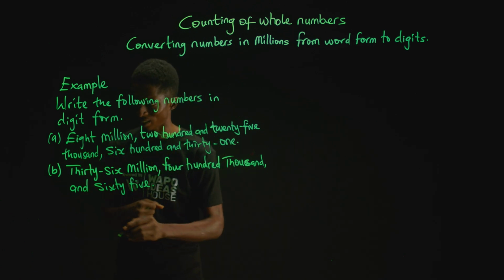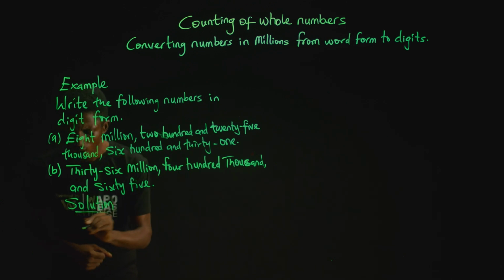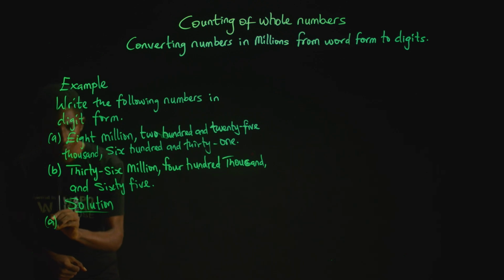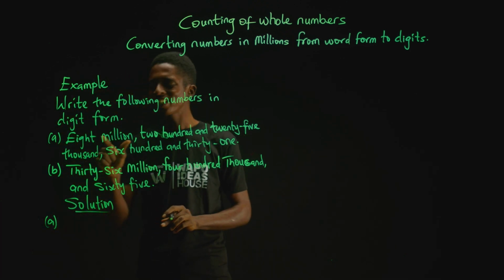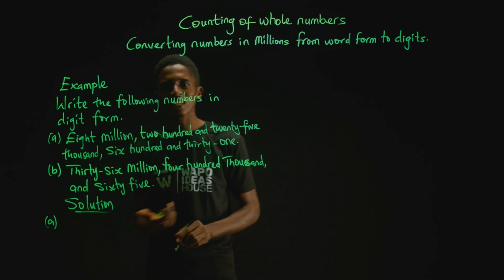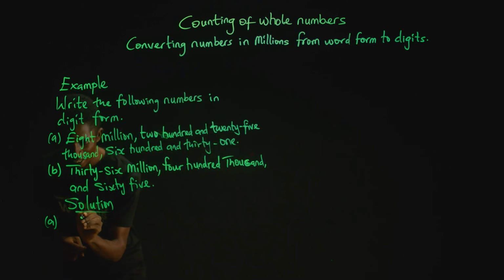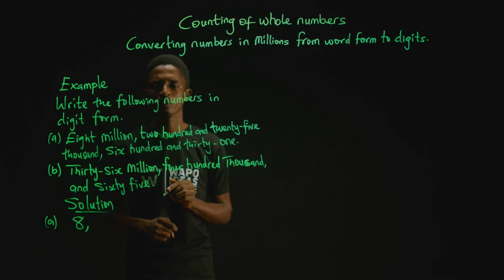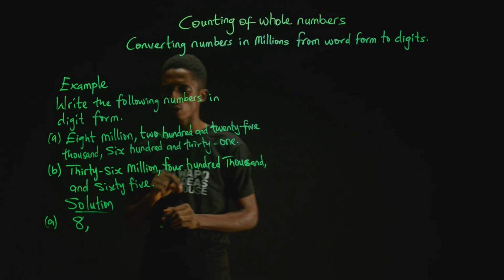How do we do this? Solution. So for the first one, we see that we are starting with 8 million. So the number in the million category is just a single digit. So that would be what? 8. Then the comma. The next 3 digits is what you then need to find out what it is.